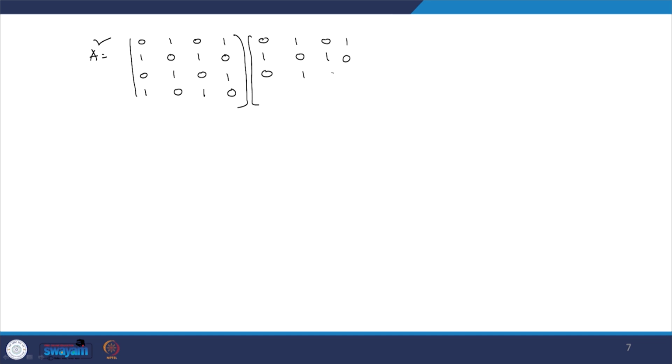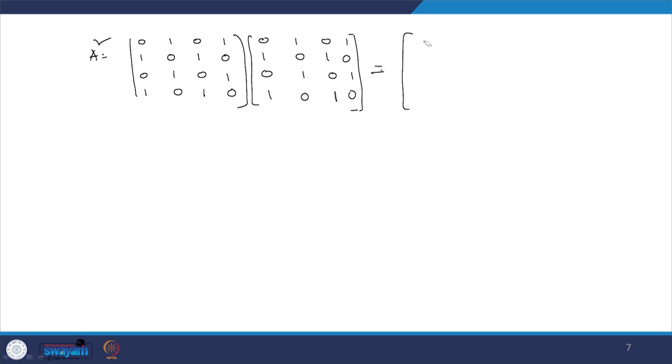We have A equal to the matrix with rows 0 1 0 1, 1 0 1 0, 0 1 0 1, and 1 0 1 0. So, A squared will be this into again the same matrix 0 1 0 1, 1 0 1 0, 0 1 0 1, and 1 0 1 0, please. So, if you multiply these two matrices, I will have what? This will have basically.